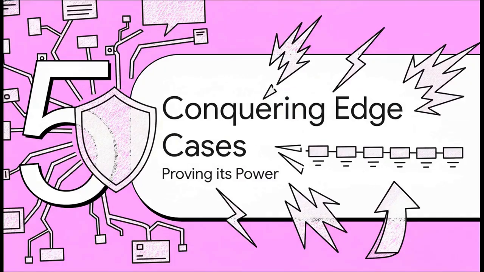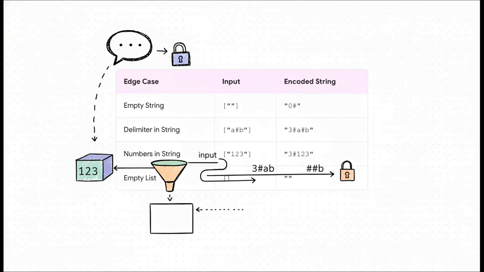Now, a truly great algorithm doesn't just work on the easy stuff. It has to handle all the weird, tricky inputs you can throw at it. So let's really put this length prefixing method to the test and see how it holds up against some of the toughest edge cases. And this is where you see just how robust this system is.